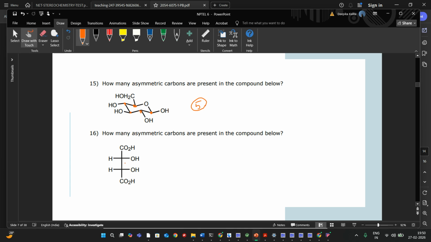The next molecule, this will be one asymmetric carbon, and this will be the other. Although there will be a plane of symmetry in this molecule, and this will be a meso compound, but these two will be the asymmetric carbons present in this molecule. So the number will be 2.